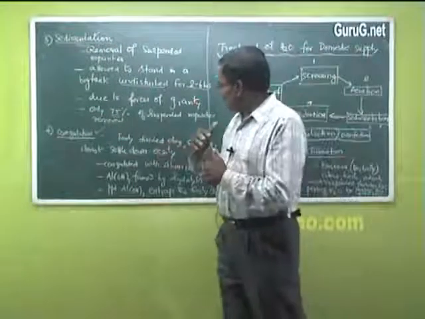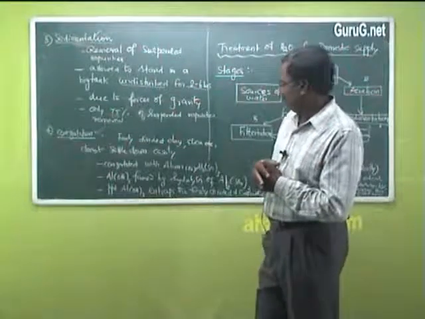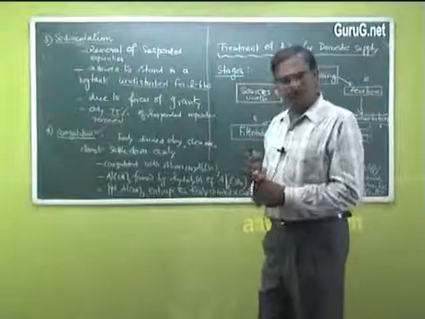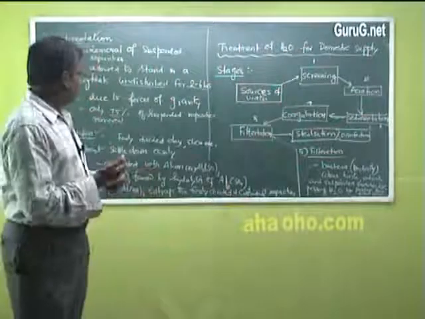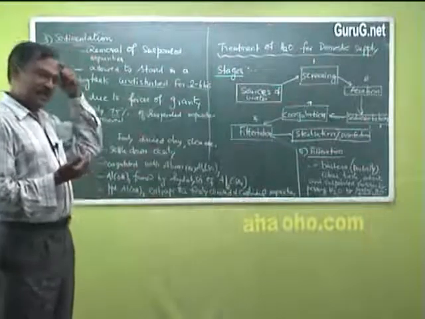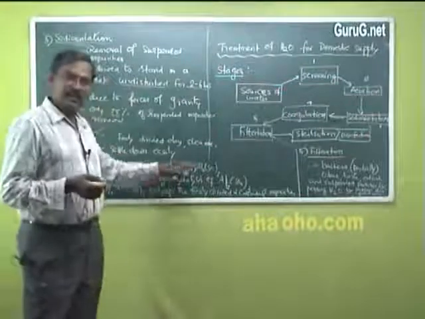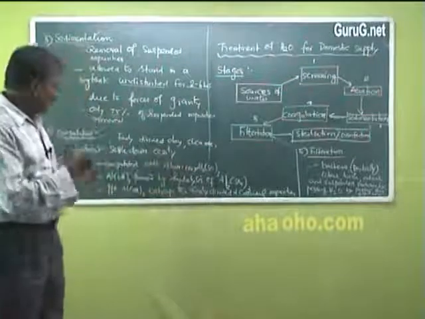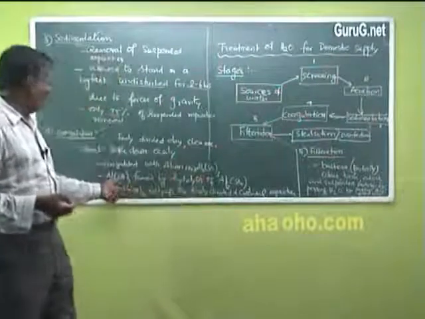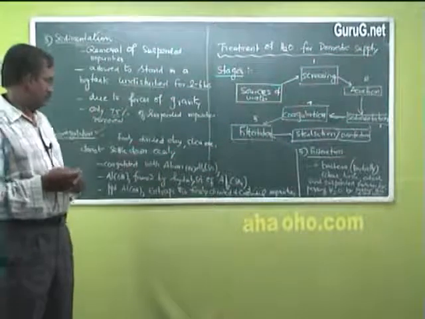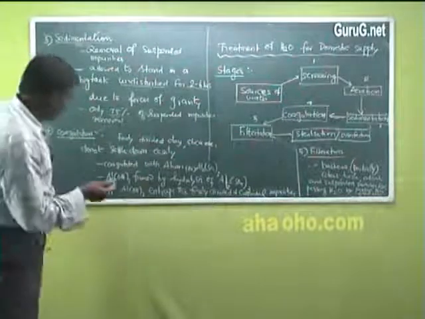So how does this settlement take place? How are the particles made to settle down? This aluminum sulfate or alum, alum is a double salt. It also contains aluminum sulfate and potassium sulfate, Al2(SO4)3.K2SO4.24H2O. This is the formula. So this alum also contains aluminum sulfate. That aluminum sulfate undergoes hydrolysis to form aluminum hydroxide. This aluminum hydroxide precipitate is a gelatinous white precipitate.